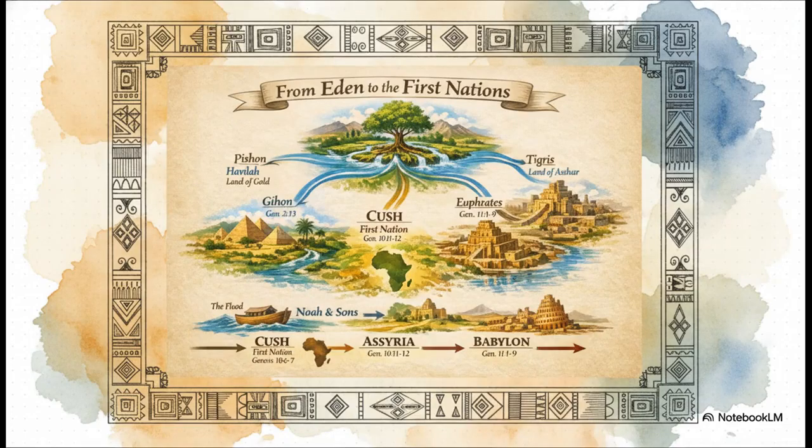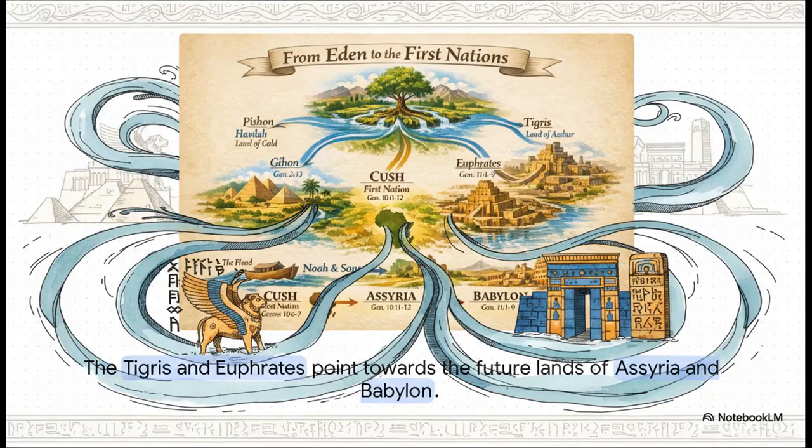Okay, let's zero in on that Gihon River for a second. The text explicitly says it flows through the land of Cush. That's a direct geographical link made right there at the very beginning of the biblical story. Now, you're going to want to remember the name Cush. It is absolutely key to this whole thing. And then, of course, you've got the other big players on the world stage. The Tigris and Euphrates, the very lifeblood of Mesopotamia, are laid out right here on Eden's map. They literally point to the future locations of these massive empires, Assyria and Babylon. It's almost like the geography itself is predicting the future.